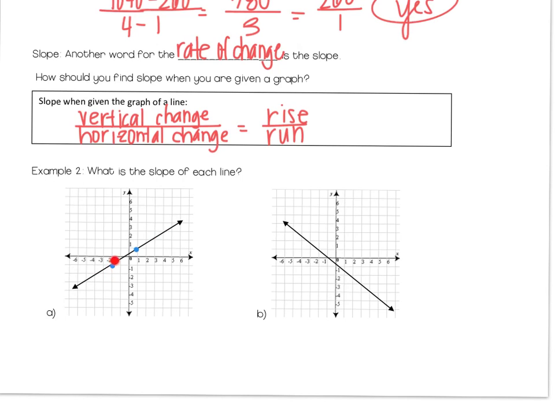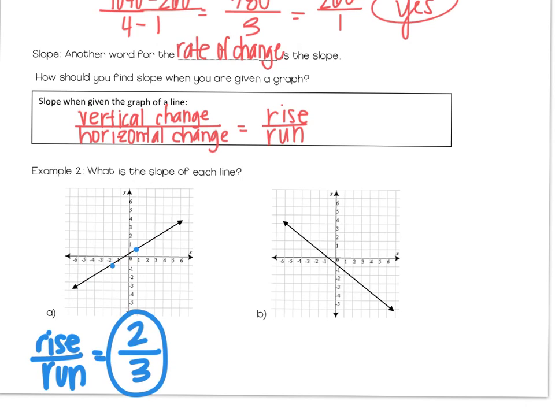Always count up or down, and if you go up, it's positive. If you go down, it's negative. But I have to go up to get to the next point. So I'm going to go up 1, 2, positive 2. So this is rise over run. That's going to be positive 2 over. So I rise 1, 2, and then I run how many? 1, 2, 3. So 2/3.